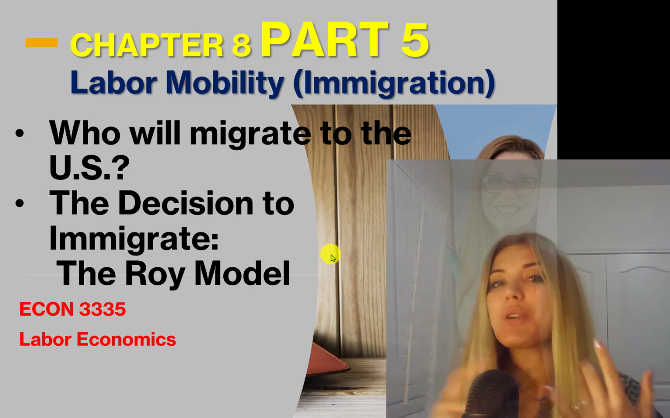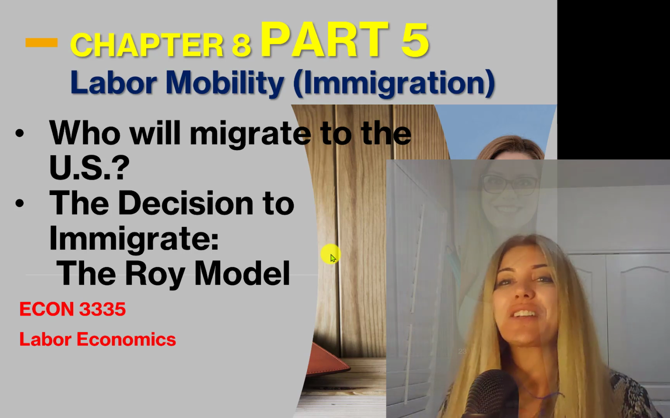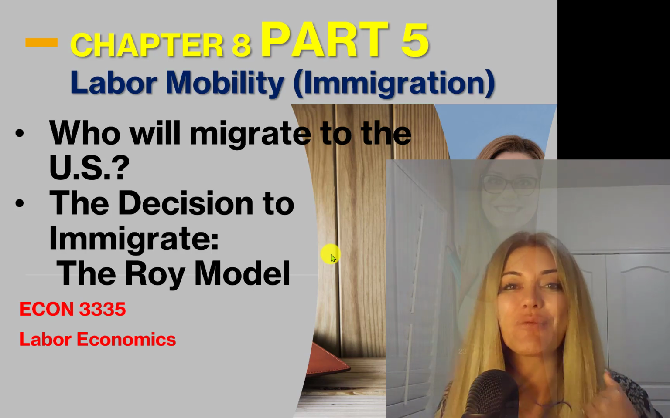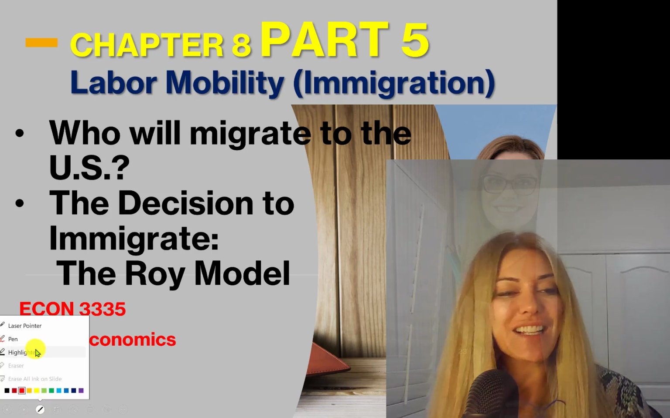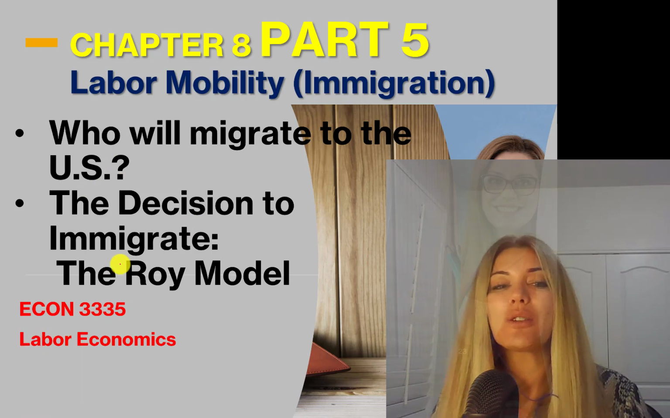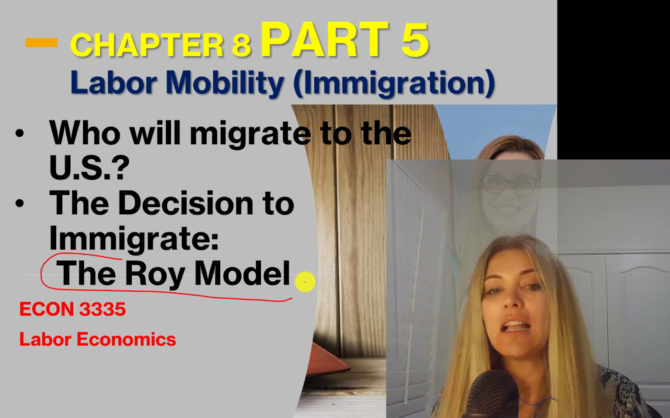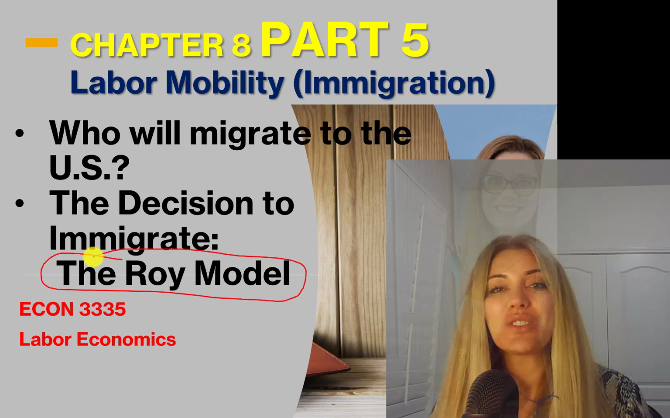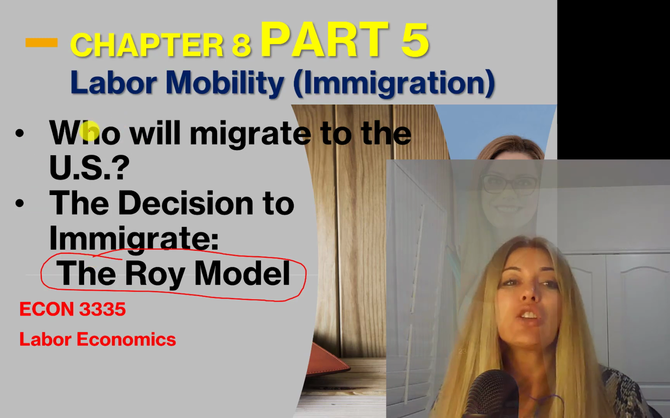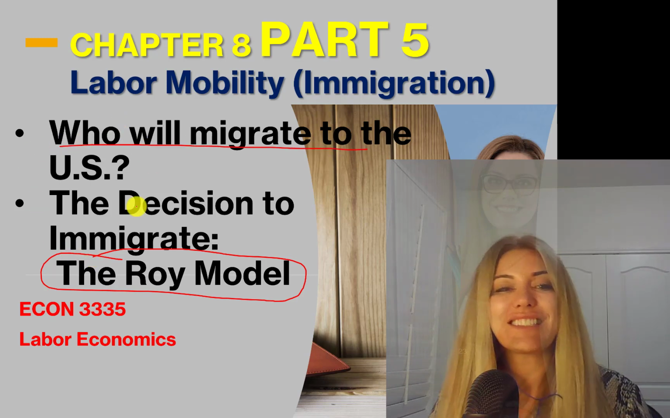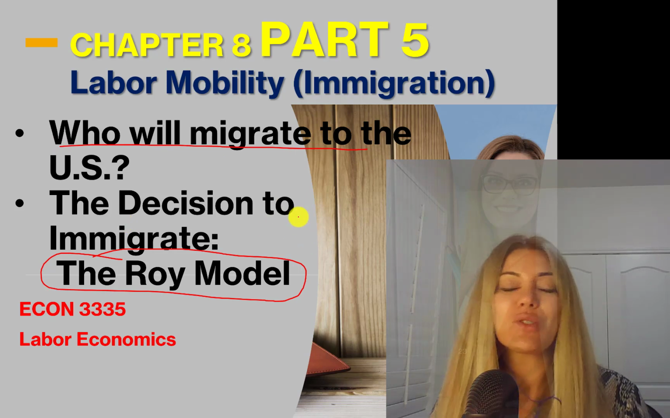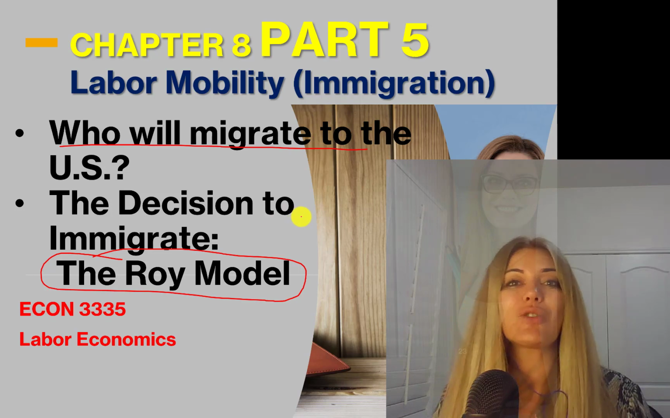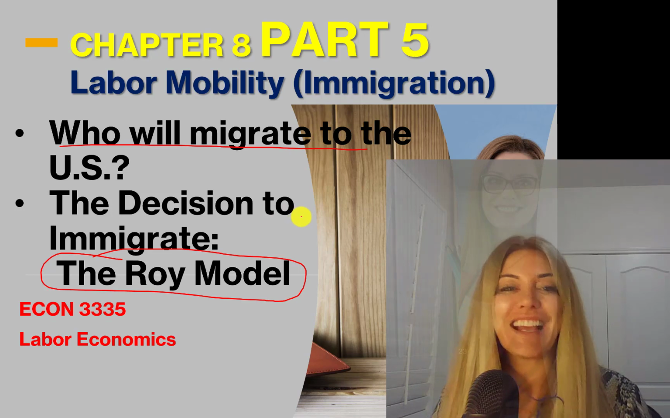If you haven't seen parts 1 through 4, I highly recommend you go back and watch them first. But if you have already seen those parts, we're going to learn about the Roy model, how different countries of origin actually yield different skills of immigrants. So who migrates to the United States from countries like Turkey and Mexico, or countries like the United Kingdom and Canada?